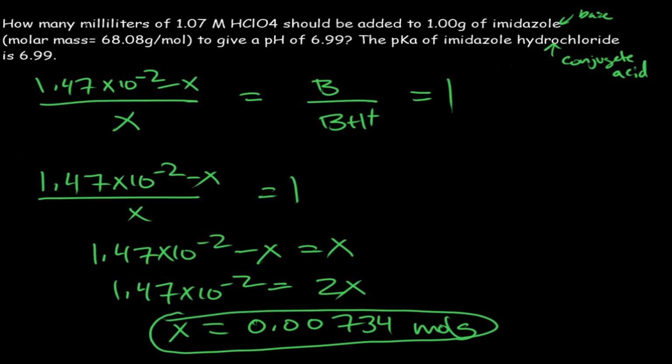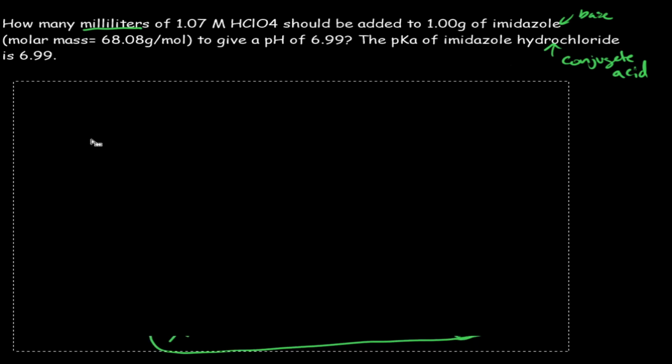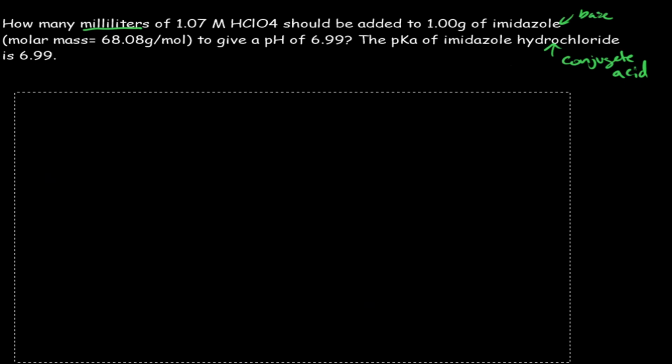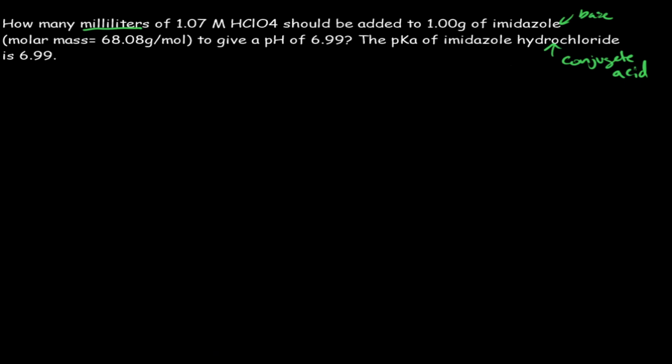But the question is asking us how many milliliters of HClO4 must we add to our buffer solution. So we can't just stop here. We next have to convert our moles into a volume. So what do we have to do? The final thing we have to do is we have to divide our moles, which is 0.00734 moles of acid, by our given molarity of our acid.